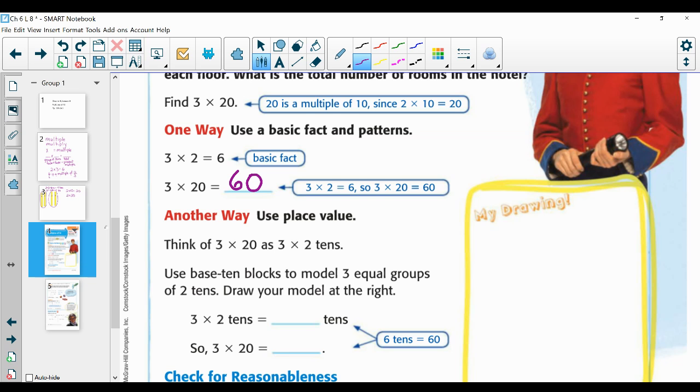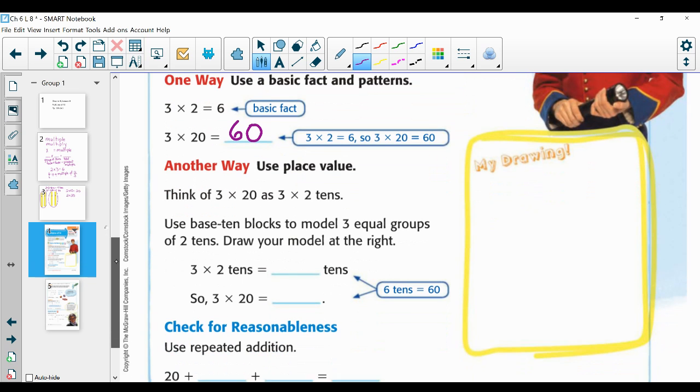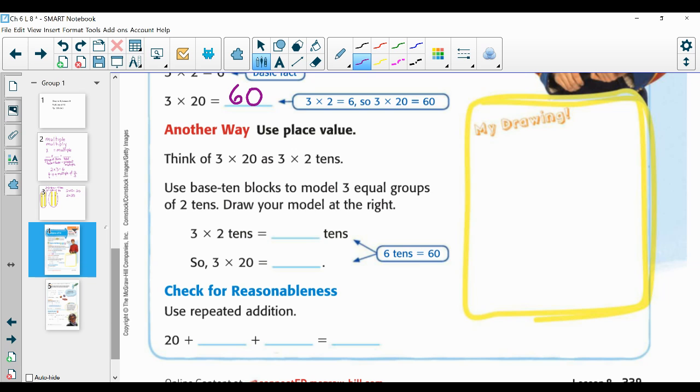Another way is to think of 3 times 20 as 3 times 2 tens, and that's what I was showing you in the mini lesson. Use base 10 blocks to model 3 equal groups of 2 tens. Draw your model at the right. Sorry, I've got to slow down, I'm reading wrong.